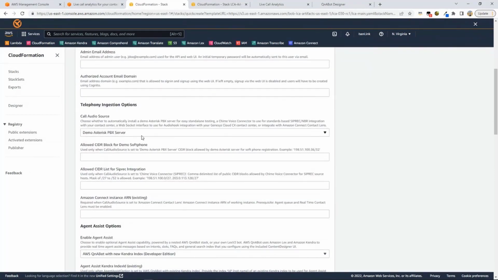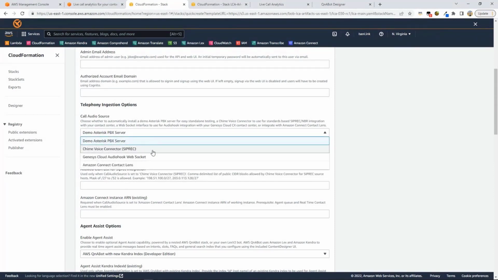So earlier I was talking about how we have different telephony ingestion options. The architecture diagram, remember, was showing the demo Asterisk server. And that's the default. If you install it without changing anything, you're going to get the demo Asterisk PBX server, which will install the architecture I just showed you. But there are some options here. You can choose to go with Chime Voice Connector, which is SIPREC. So if you have a contact center that supports the SIPREC protocol through session border controllers, you can enable this option and then configure your session border controller to send SIPREC messages to the Chime Voice Connector. And all of the information you need is output at the end of the stack install.